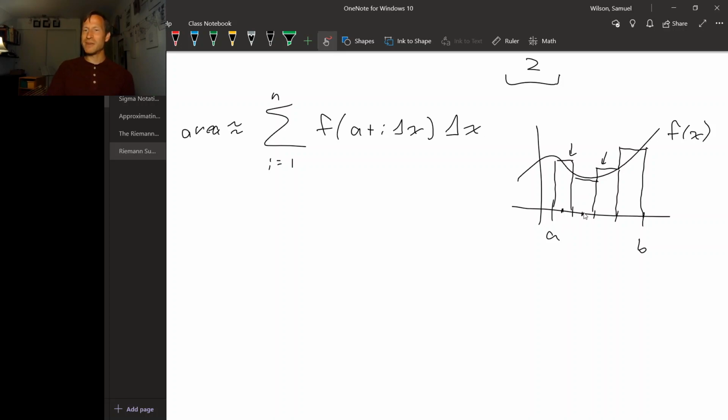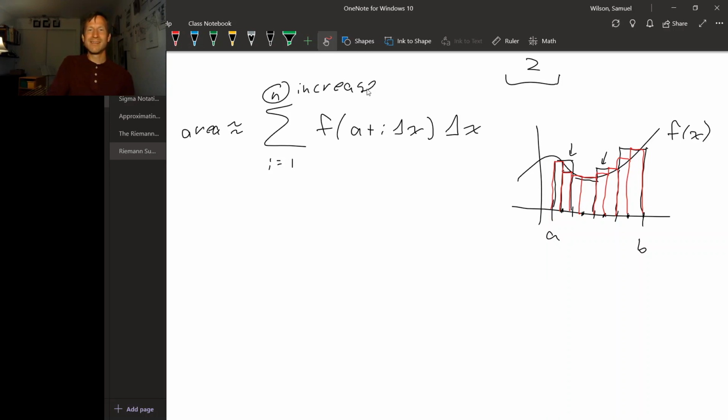If we use twice as many rectangles, then these rectangles could follow. Let me do this in a different color. If we use twice as many rectangles, the rectangles could follow the graph much more closely, like this. You can see that the extra bits of area that we're getting are much smaller than they were when we used fewer rectangles. So to improve this approximation, what we should do is just increase the number of rectangles, and that's n. So, right, all we need to do to make this better is increase this number here, increase n.